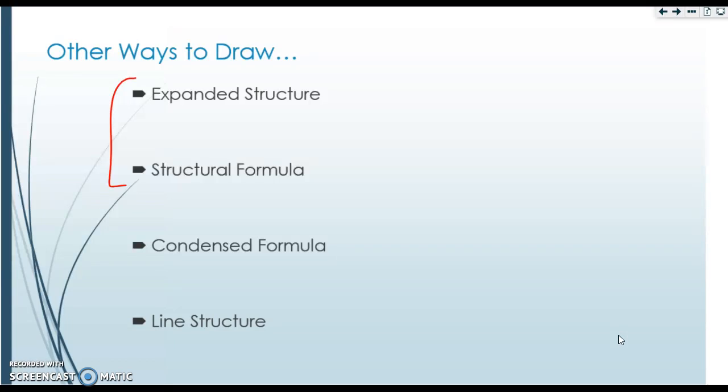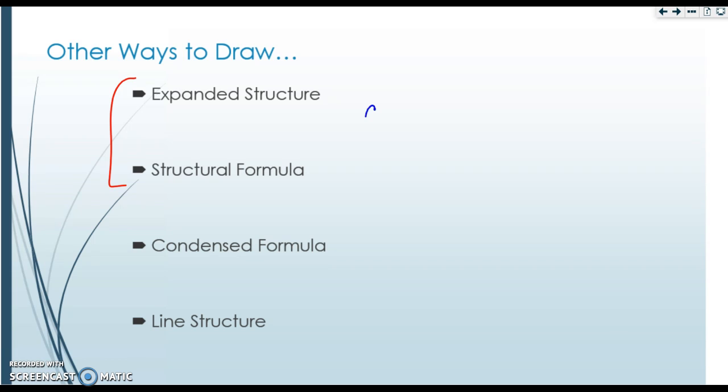Let us now continue our study of organic chemistry. In our last video, we had just discussed how to name alkanes. We now need to discuss some of the different ways to draw out structures so that you are familiar with the terms. Expanded structures and structural formulas are pretty much the same thing. They both show the actual overall structure of everything within the formula.